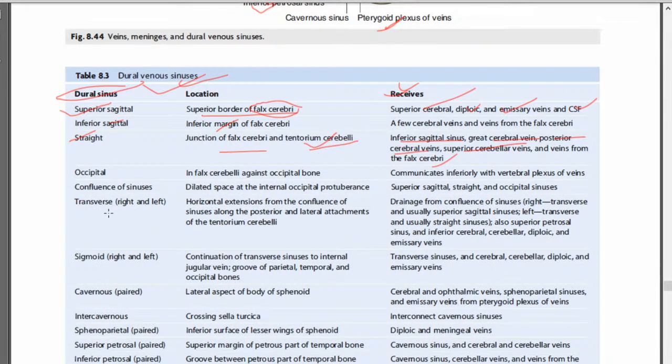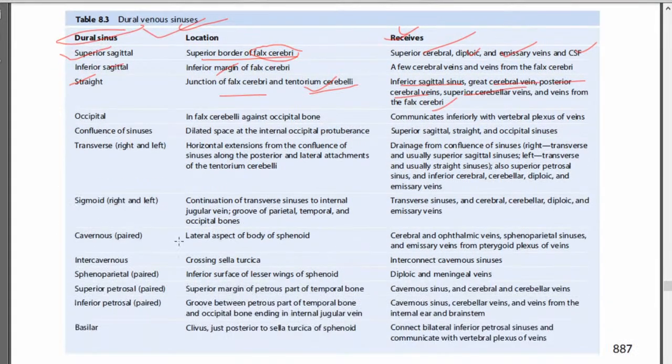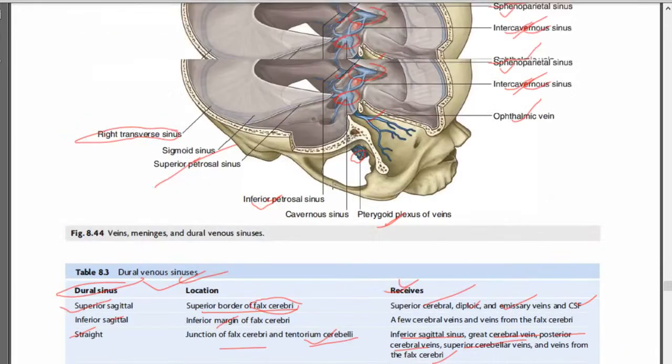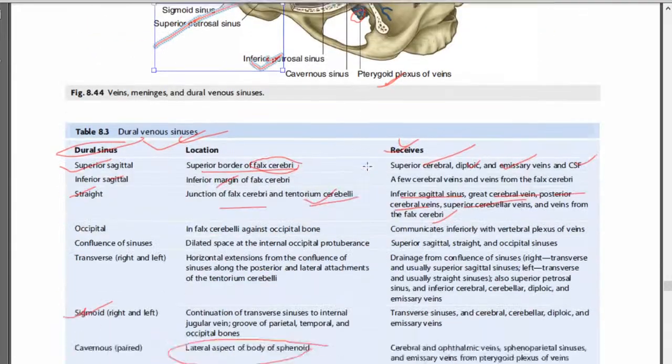Transverse sinus, a horizontal extension from the confluence of sinuses along the posterior wall. Sigmoid sinus is basically the continuation of the transverse sinus. Cavernous sinus, lateral aspect of the body of the sphenoid. Okay, this is the location. I don't know what the cavernous sinus is. Okay, this sigmoid sinus, they meet at a particular point to give out the cavernous sinus.